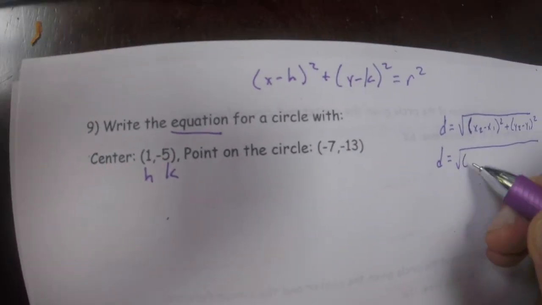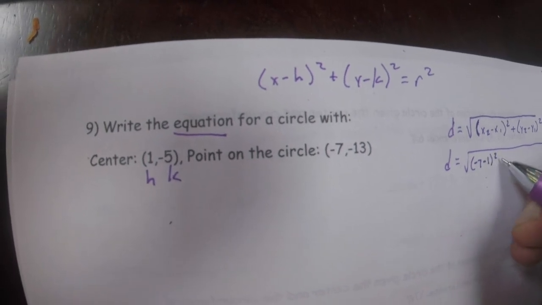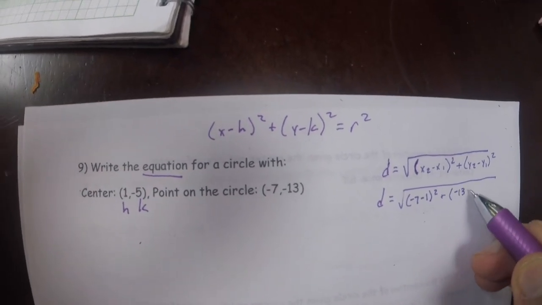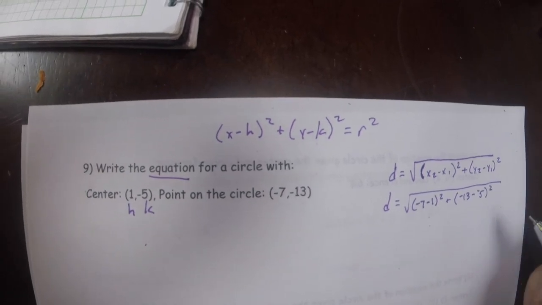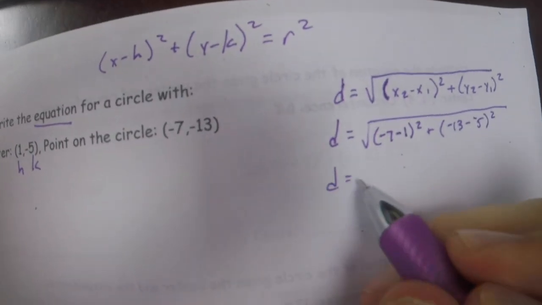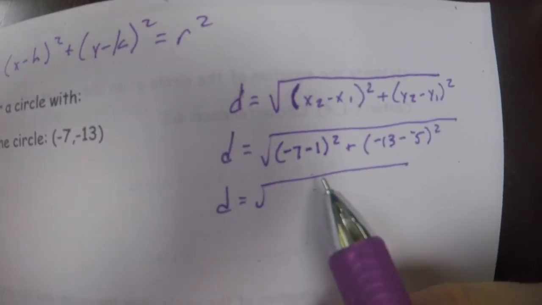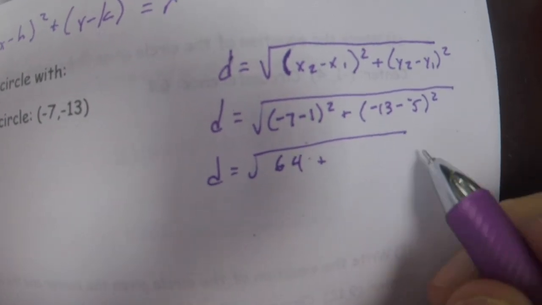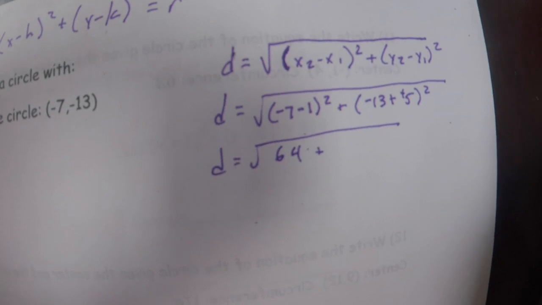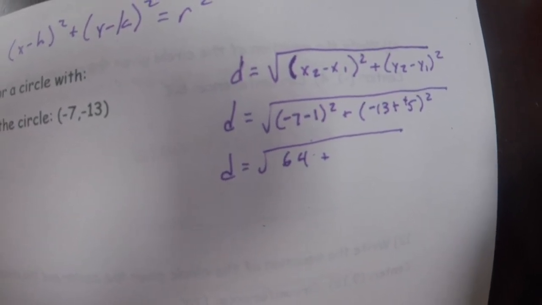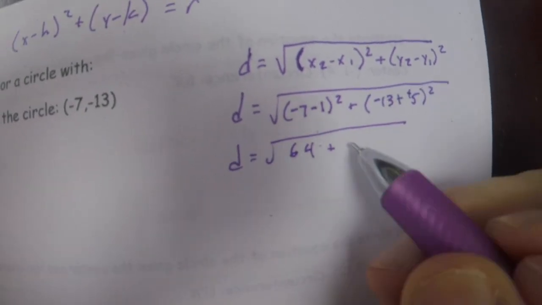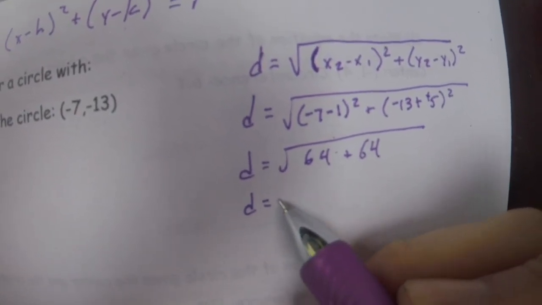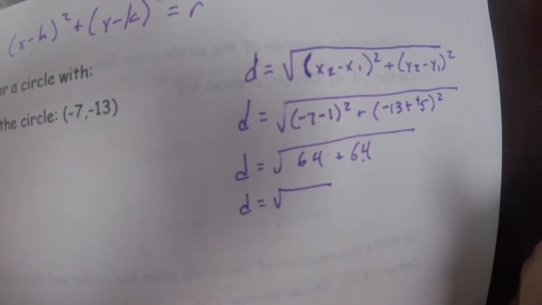The distance from the center to the point on the circle would be the square root of x2 minus x1, so -7 minus 1 squared, plus y2 minus y1, -13 minus -5 squared. All right, so distance equals the square root of -7 minus 1 is -8. -8 squared is +64. -13 minus -5, which is really +5, -13 plus 5 is -8. -8 squared is 64. So the distance is 64 plus 64 is 128.